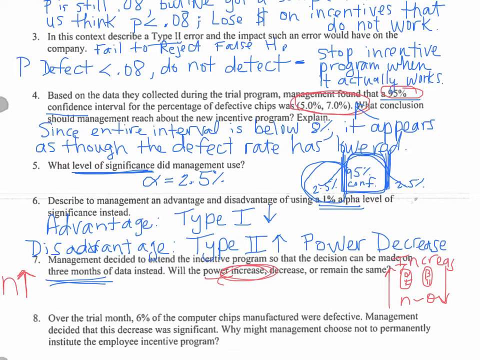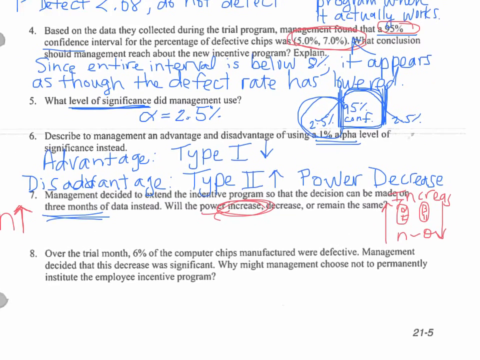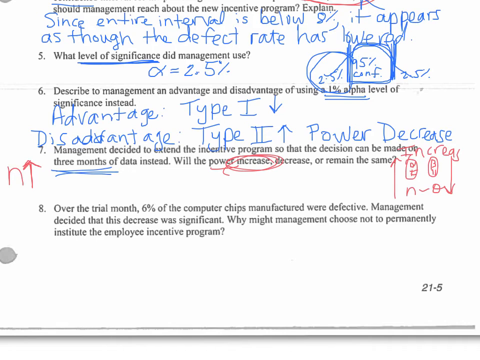And that's good. We like that our power increases, because that means if our null hypothesis is false, then we have more power to detect. So remember that power is the probability to reject the null if it is false indeed. So we have a better ability to detect a false null hypothesis. All right.